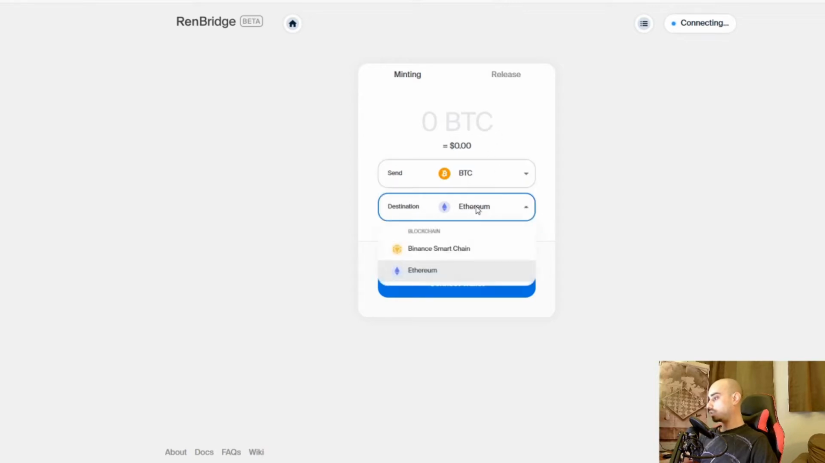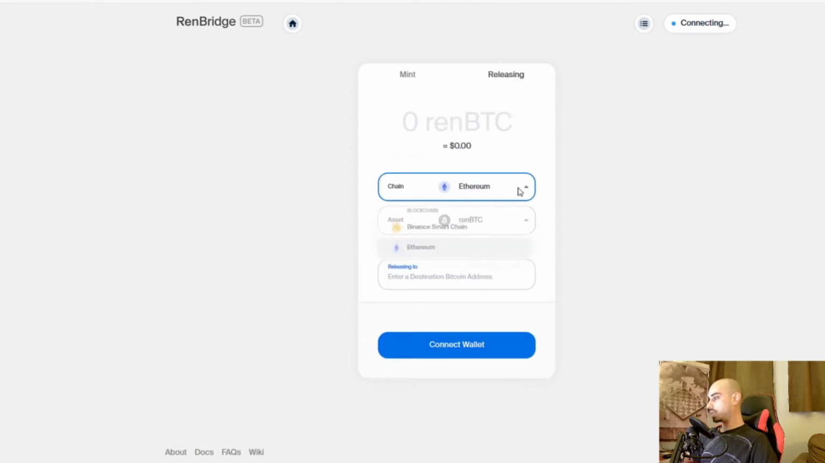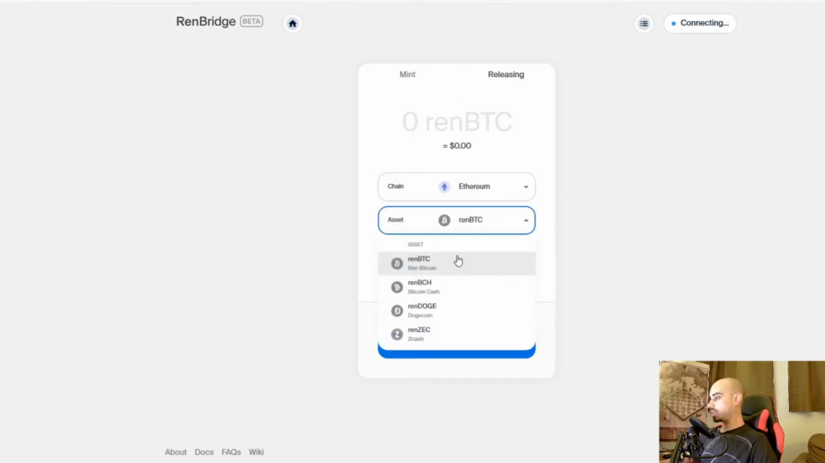And if you want to do the opposite direction, you can also do it. So let's say you had a Ren BTC already pegged on the Ethereum network. Well, you could go on release and do the opposite process, bridging the Ethereum token from the Ethereum network back onto the original asset that you previously had.